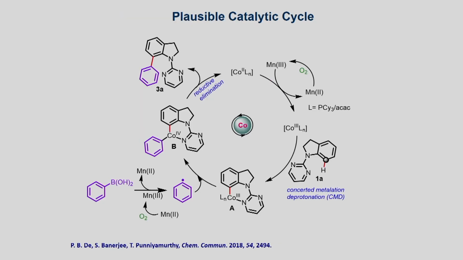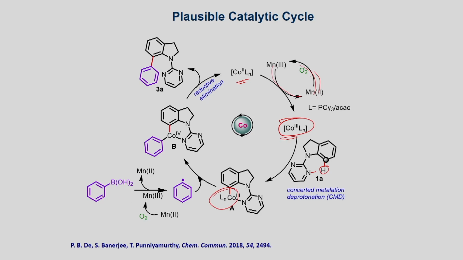So based on that, the following reaction mechanism has been proposed. In this reaction, the cobalt 2 may be oxidized to cobalt 3 by manganese 3, where manganese 3 is reduced to manganese 2. This can be further oxidized to manganese 3 by oxygen. Once you have the cobalt 3, which can make chelation with this nitrogen lone pair, activate the CH bond, and you make this intermediate.